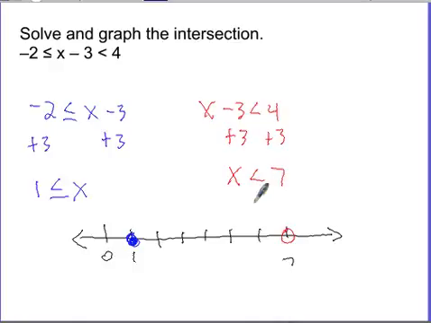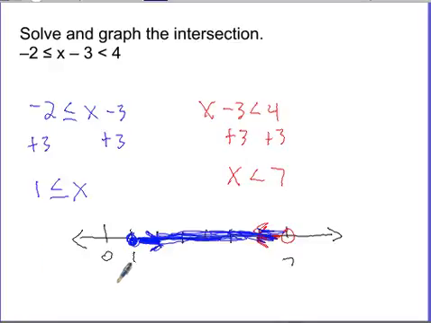So x is less than 7 means we shade this direction, right? And x is greater than or equal to 1 means we shade this direction. And so we can see that the graph has an intersection here in the middle, right? So everything in here needs to be shaded. All right. Does that make sense?